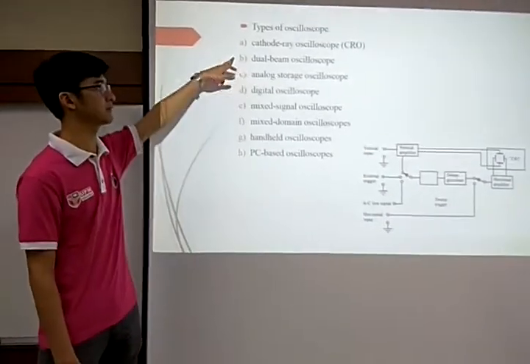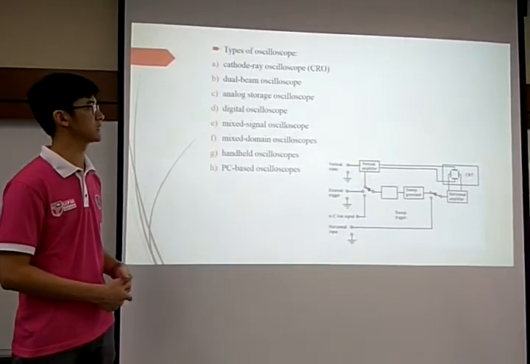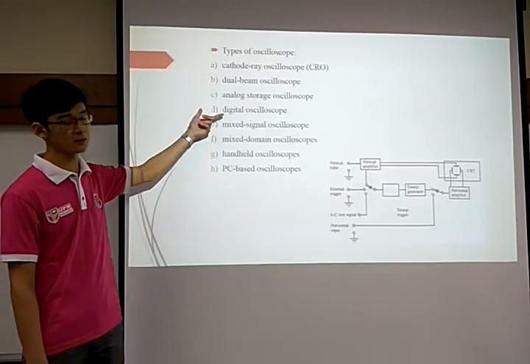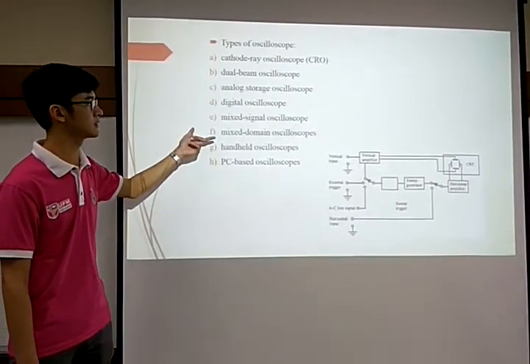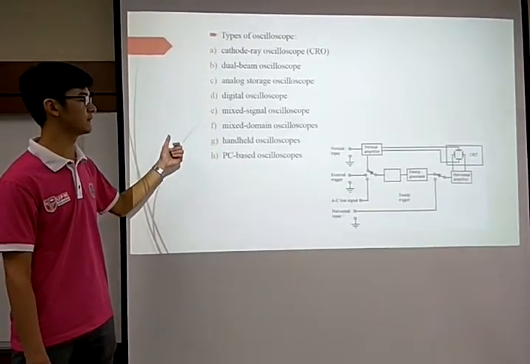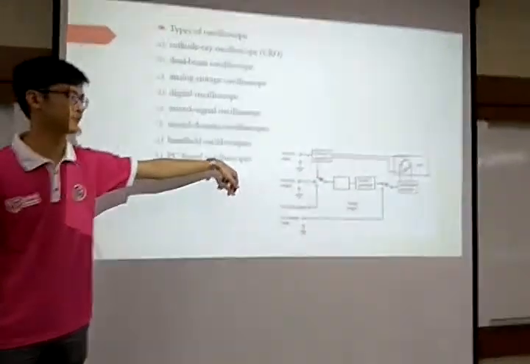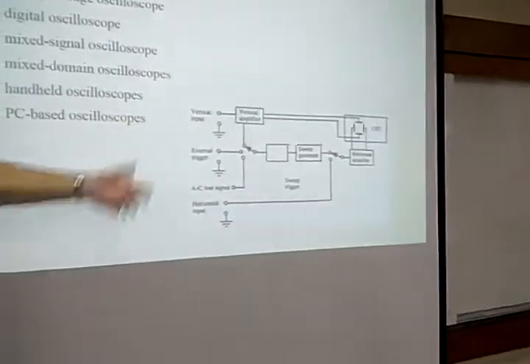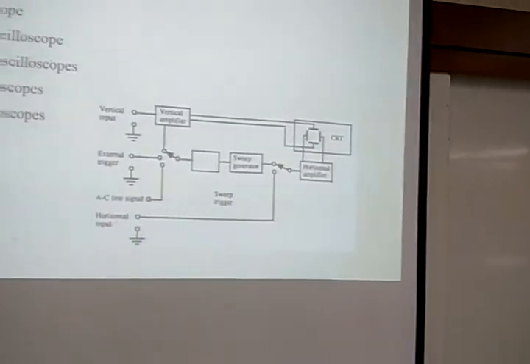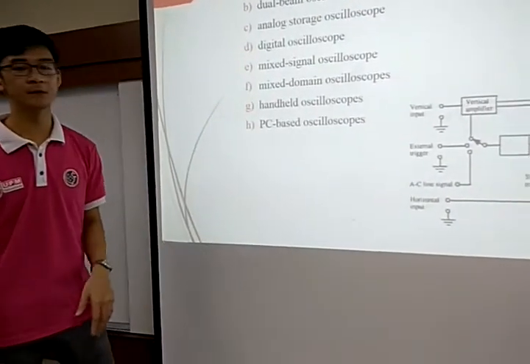There are actually many kinds of oscilloscopes that we can find nowadays. The first one is the cathode ray oscilloscope, the earliest and first model of oscilloscope. The next ones are the dual beam oscilloscope, analog storage oscilloscope, digital oscilloscope, mixed signal oscilloscope, mixed domain oscilloscope, handheld oscilloscope, and finally the PC-based oscilloscope. This is the block diagram of the cathode ray oscilloscope, which is the basis for all oscilloscopes. That's all for my part, and I will pass to my friend to explain further about the oscilloscope.